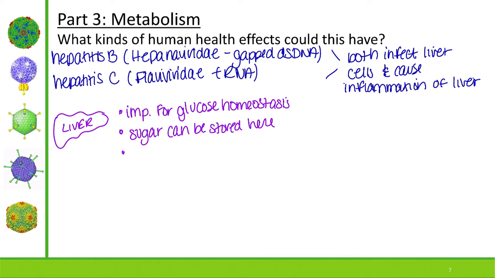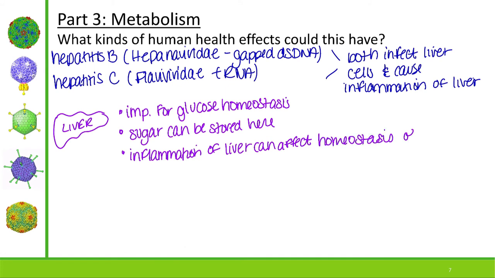But in the case of our discussion, we're going to add that if you have inflammation of the liver, it can affect homeostasis of glucose. So kind of bringing this back full circle now. Why are we talking about the liver, and what does this have to do with hepatitis B and hepatitis C and human health effects? When we have hepatitis B and hepatitis C patients, one of the things that we see is an increase in type 2 diabetes and fatty liver disease.